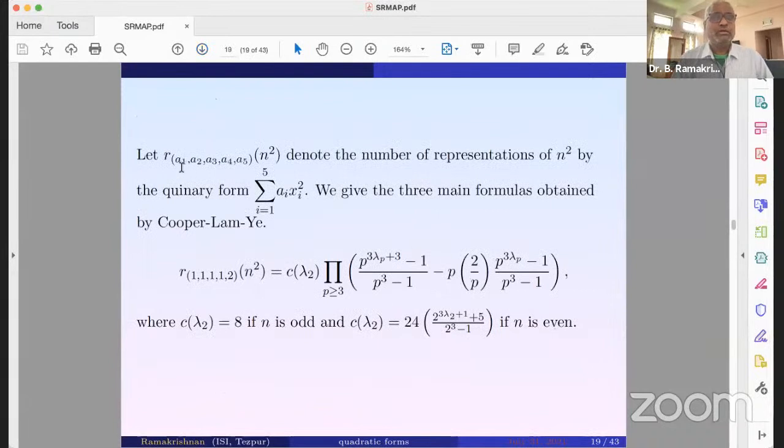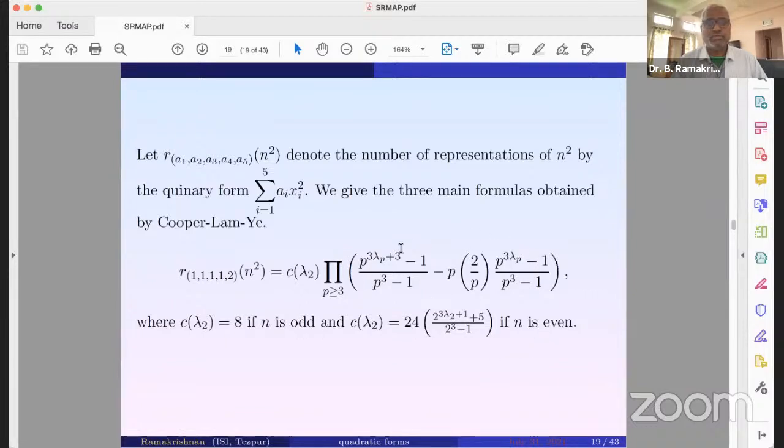So instead of R suffix the number of variables, I put the coefficients below, and n square denotes the number of representations of n square by this form in 5 variables, sum of a_i x_i square. So the three formulas of Cooper, Lamb, and Ye are given by this. With coefficients 1, 1, 1, 1, 2, the constant for the 2 part is 8 when n is odd, otherwise this factor when n is even.